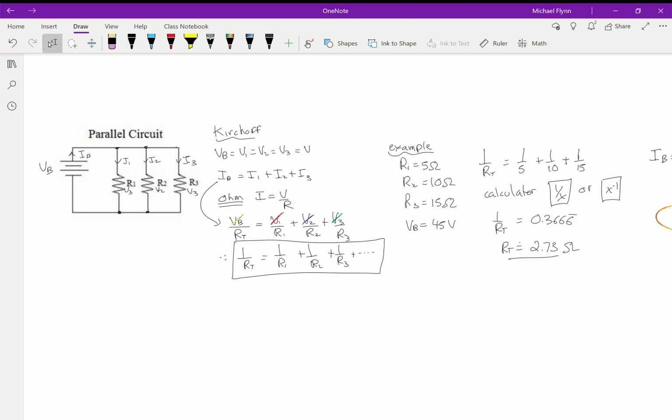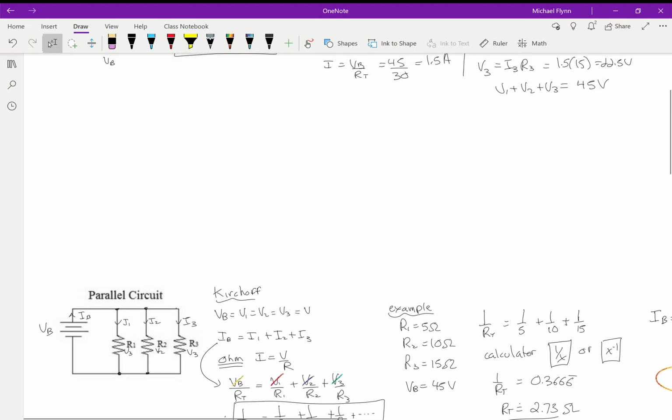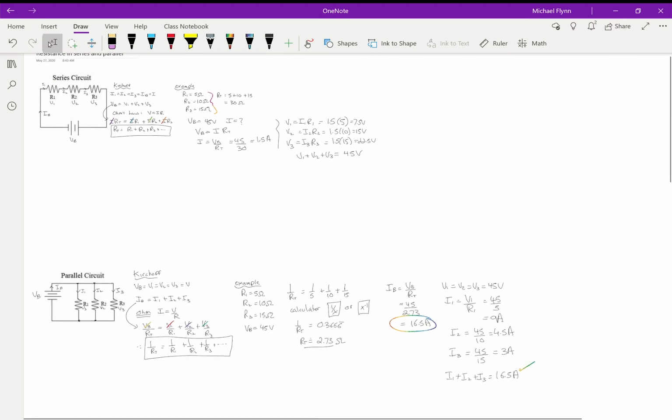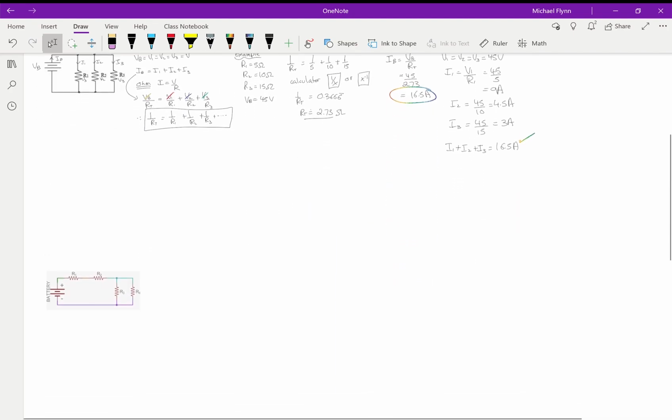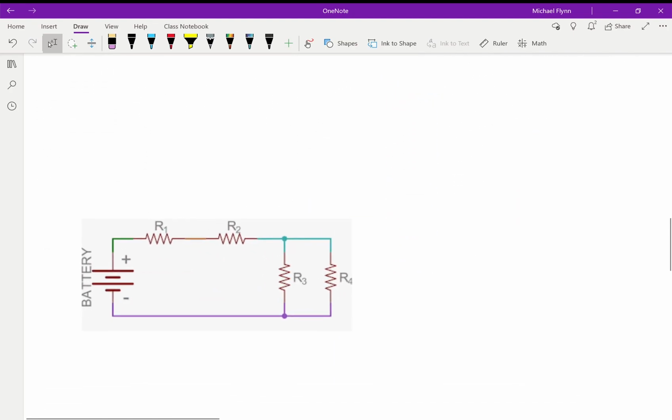Now, I told you at the beginning of this video, or one of the videos anyway, in the demonstration, that there are some difficult problems here. So let me show you what happens when you have a combination of these two things in one circuit. That's called a series parallel circuit. I did not do this in grade 9.